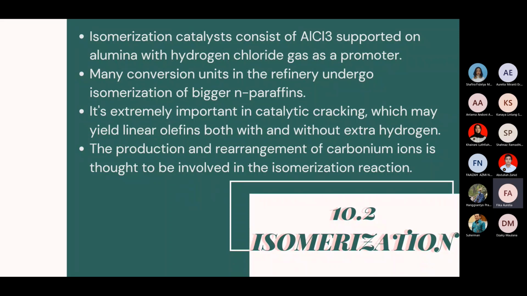Moving on to the isomerization process. The isomerization catalyst consists of aluminum chloride, AlCl3, supported on alumina with hydrogen chloride gas as a promoter. Many conversion units in the refinery undergo isomerization of bigger paraffins. It's extremely important in catalytic cracking, which may yield linear olefins both with and without extra hydrogen. The production and rearrangement of carbonium ions is thought to be involved in the isomerization reaction.